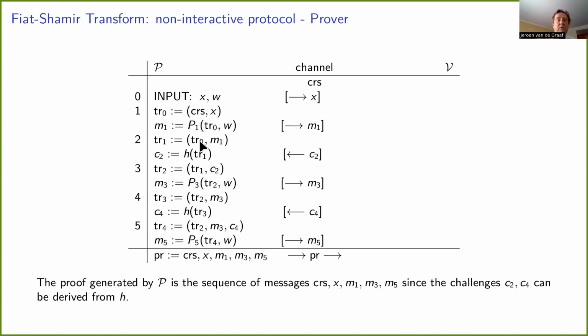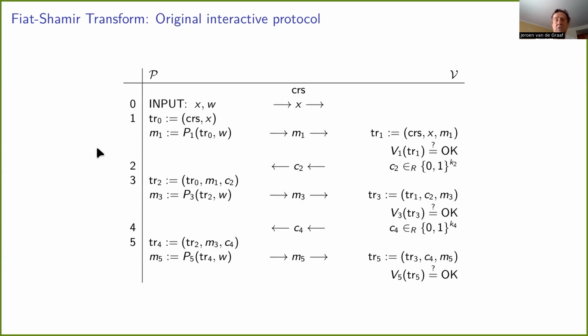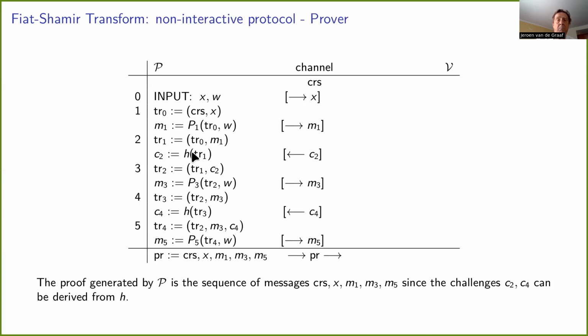So what happens is that the challenges, which in the previous case were created by the verifier, are created by the prover himself based on all the messages that have been sent so far. So we have here C2 is the hash of the transcript up till that point. C4 is the hash of the transcript up till that point, etc. So this is essentially what the Fiat-Shamir transform is doing.